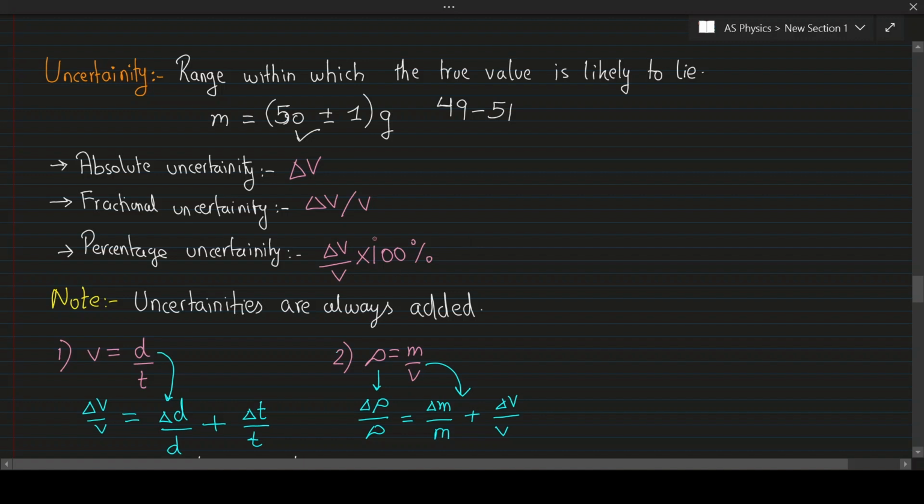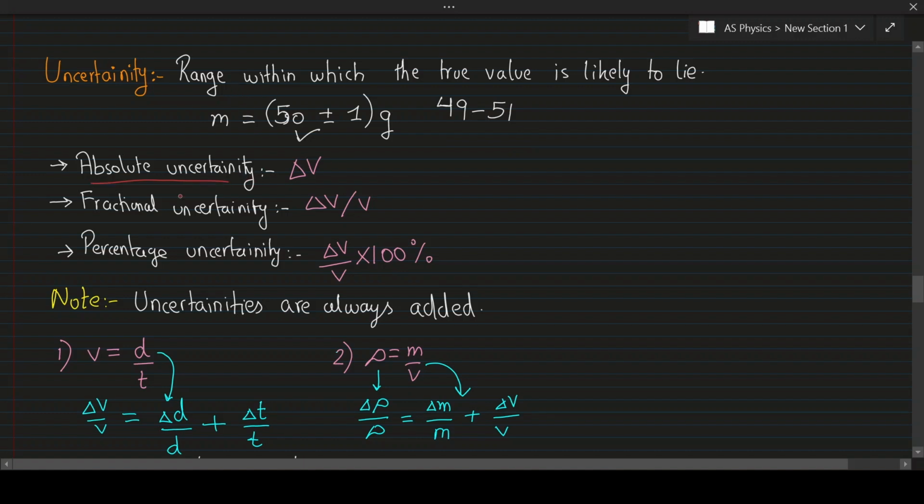The concept of uncertainty. Uncertainty is the range within which the true value is likely to lie. You are given a range within which a true value is likely to lie. Like if a mass of 50 is given with an uncertainty, it means that it could be around 49 to 51, in between these two values. So that is what an uncertainty is: you are uncertain about a value, so you give a range of that value.